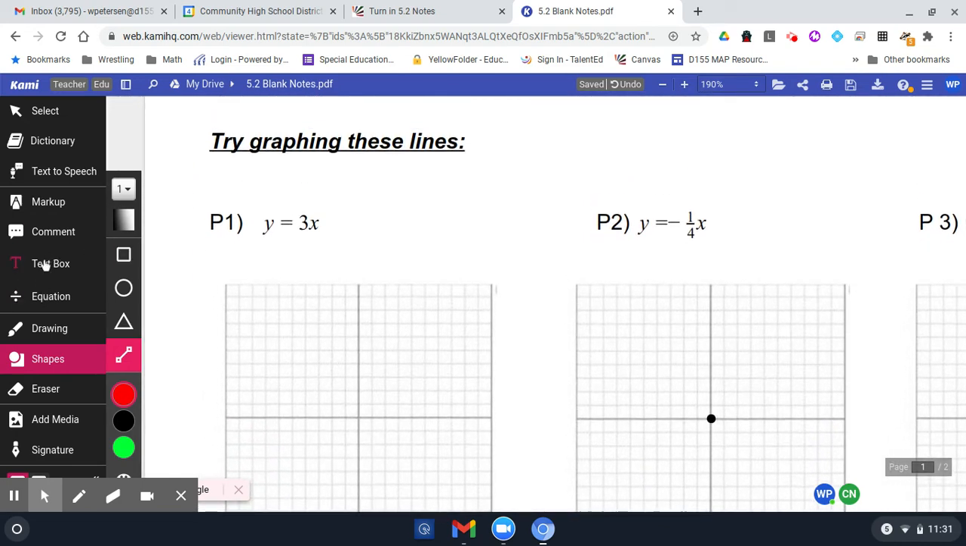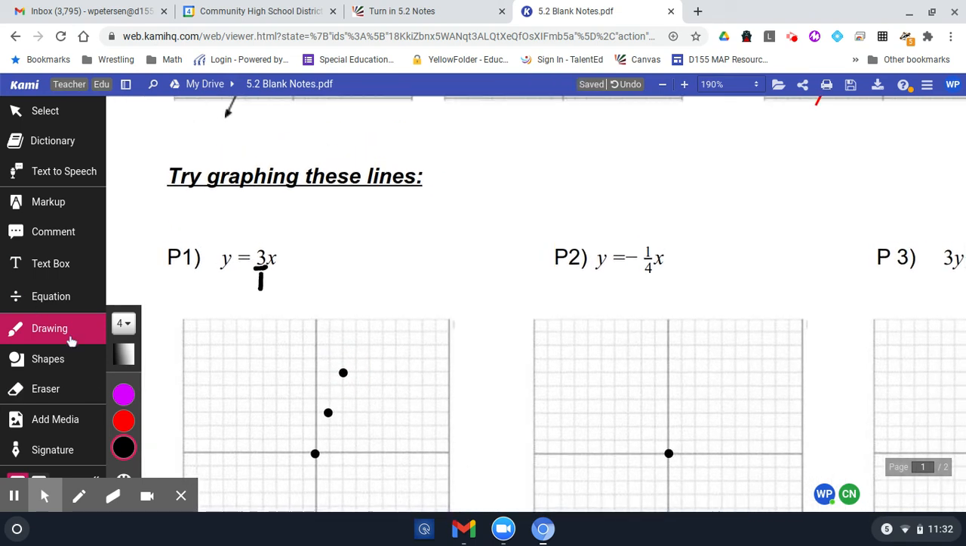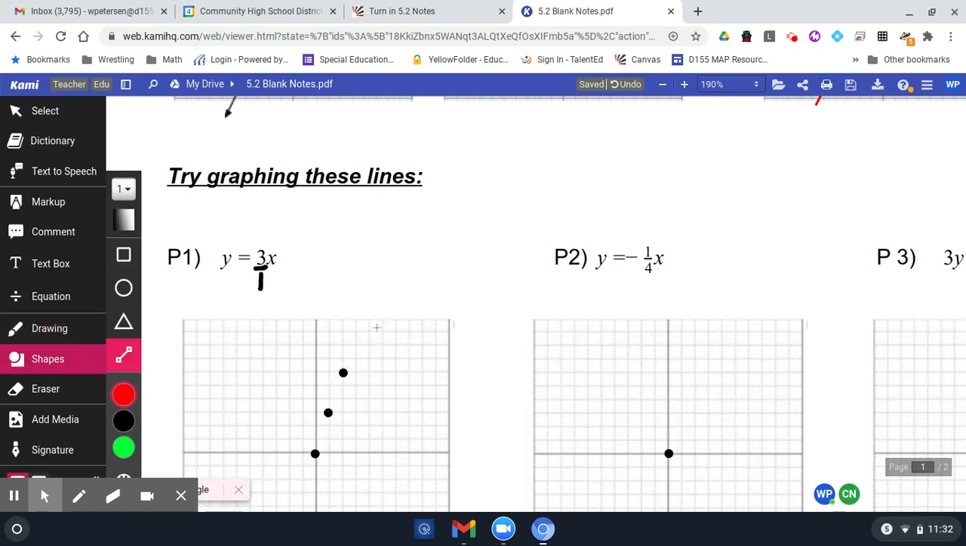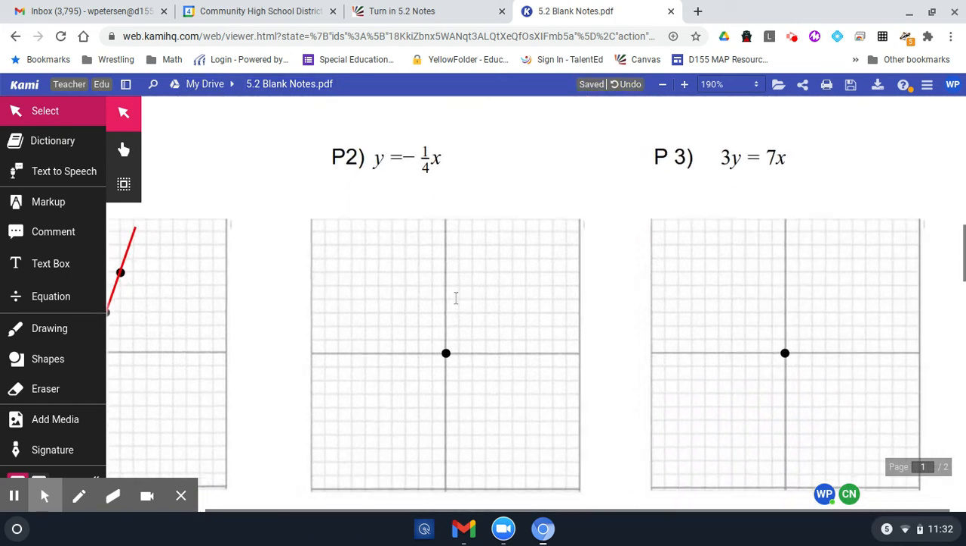So again, this is a 3 over 1. We are going to start at 0, 0, which we always do. And then our rise, our top number, is telling us whether to go up or down. So it's a positive 3. So we're going to go up 3, 1, 2, 3. And we're going to go to the right 1. And then you can go ahead and make a line going through that. Okay, you want to make a nicer line than that, though. There we go. All right, we'll do 2 more.